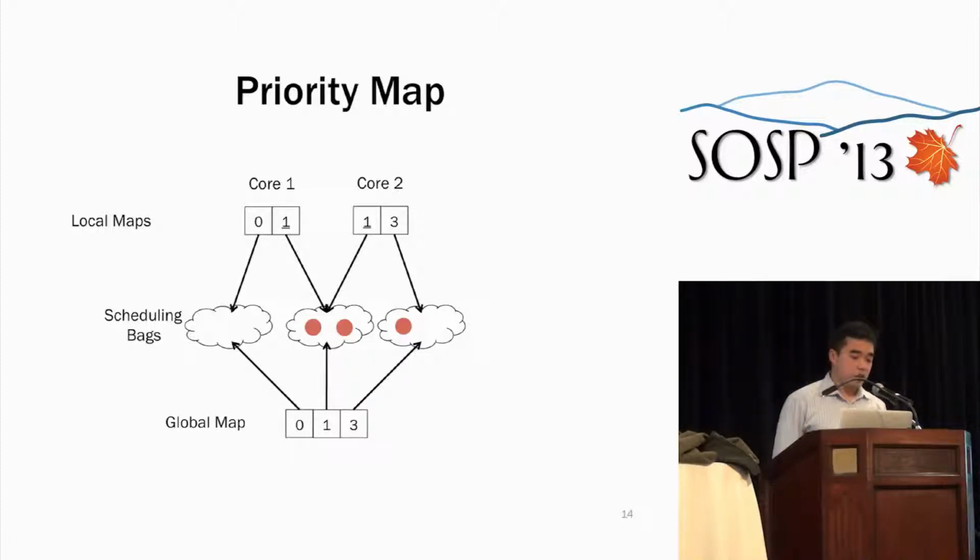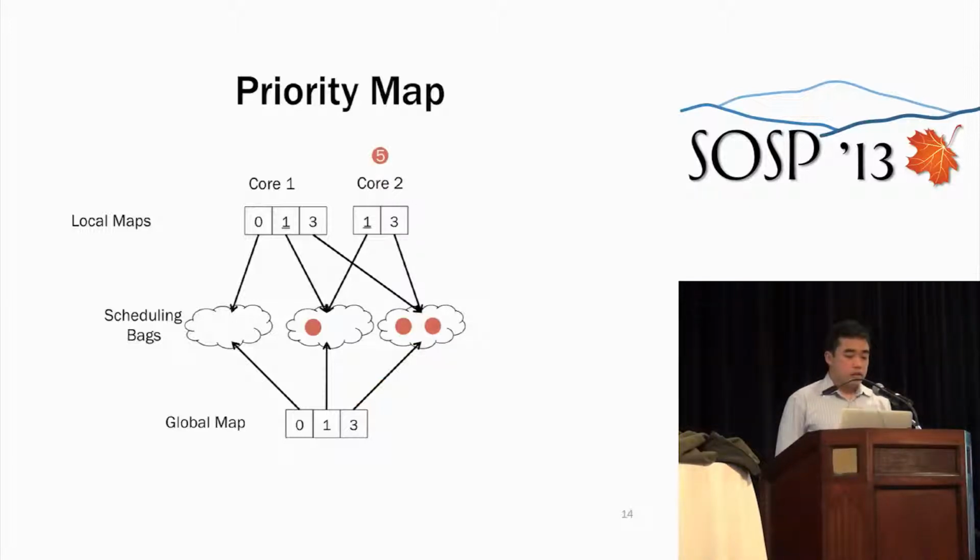And our local map for core 2 has mappings for priority 1 and priority 3, but not for priority 0. Let's say, through our reduction tree technique, the cores have agreed that priority 1 is the priority that they would like to do work on. If core 1 needs new work, it simply fetches work from that corresponding bag. If core 1 would like to add work at a particular priority, in this case priority 3, it looks in its local map, notices there's no such mapping for priority 3, looks at the global map, notices there is a mapping for priority 3, so it simply copies that mapping to its local map and then enqueues into the corresponding scheduling bag.